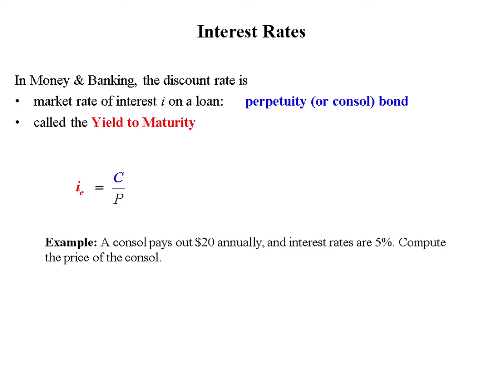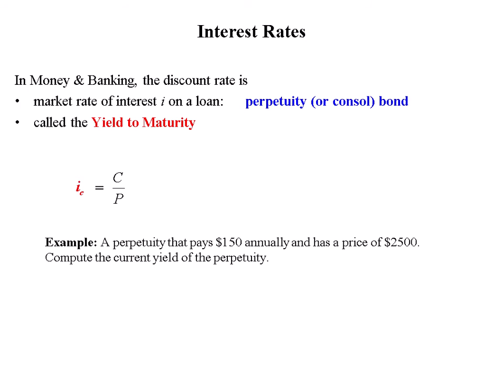So here's our example. A consol pays out $20 annually, and interest rates are 5%. Compute the price of the consol. Well, this is pretty straightforward, right? You just plug in what you know. The coupon payment is $20 annually. The interest rate is 5% or 0.05, and then you solve it for P, and you get $400. A perpetuity that pays $150 annually and has a price of $2,500, all you do is plug in the values. So the annual cash payment is $150, and the price of the bond is $2,500. Well, then the current yield would be 6%.